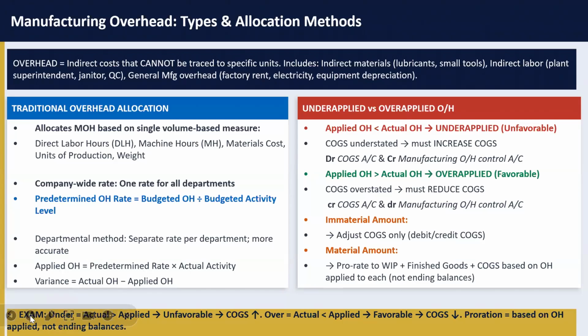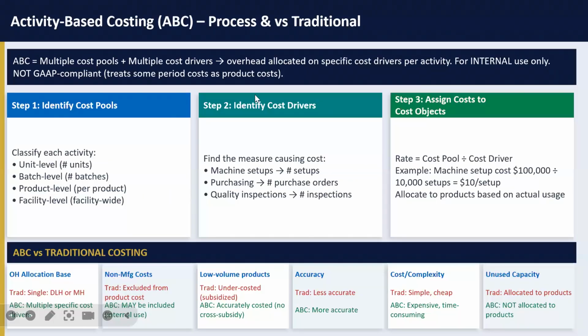Moving on. Next up, we have activity-based costing. I told you there are two systems for allocating overhead. One is traditional, the other one is activity-based. So what happens in this activity-based? You will be identifying separate cost pools for each of the activities. Based on each level of activity, you will find out what is the root cause of this activity and what is its specific cost driver.